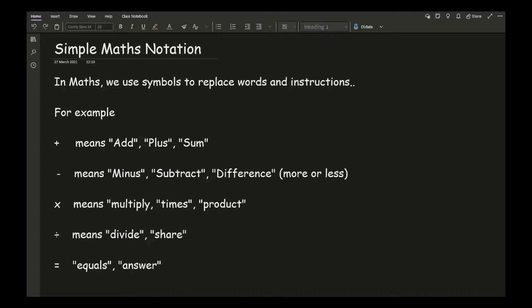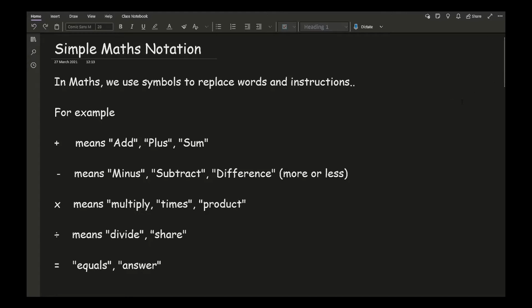The little horizontal line means minus, subtract, or the difference, and it's sometimes used to work out how much more or how much less a particular value is to another. Little x means multiplied, times, or the product of two things. Obviously this division symbol means divide and share, and an equal sign basically means equals or the answer, where you've got two horizontal lines underneath each other. Now these are probably the most commonly used symbols that we use in mathematics.